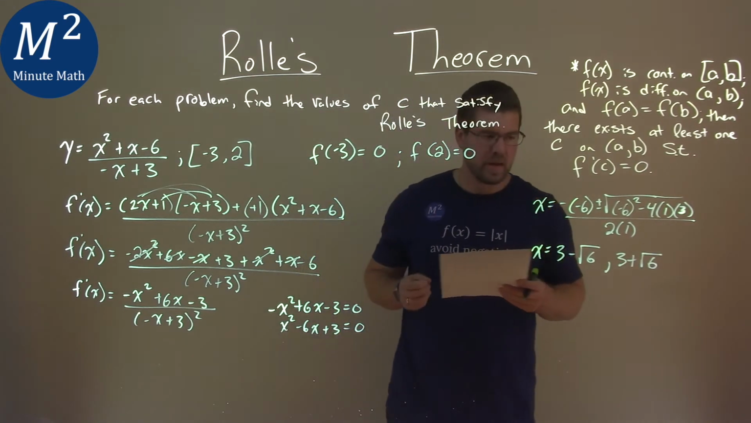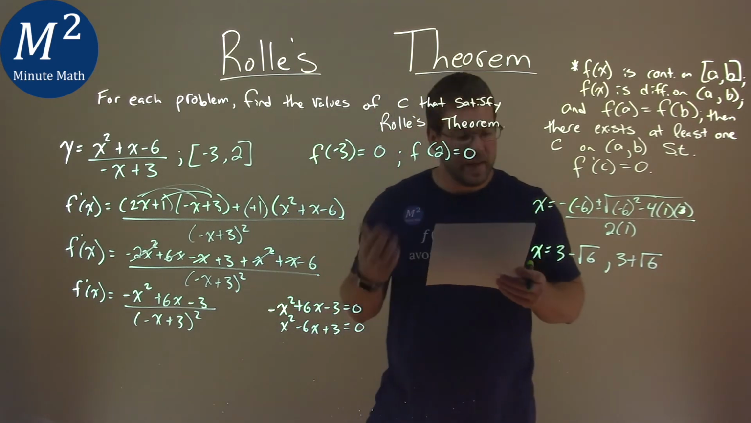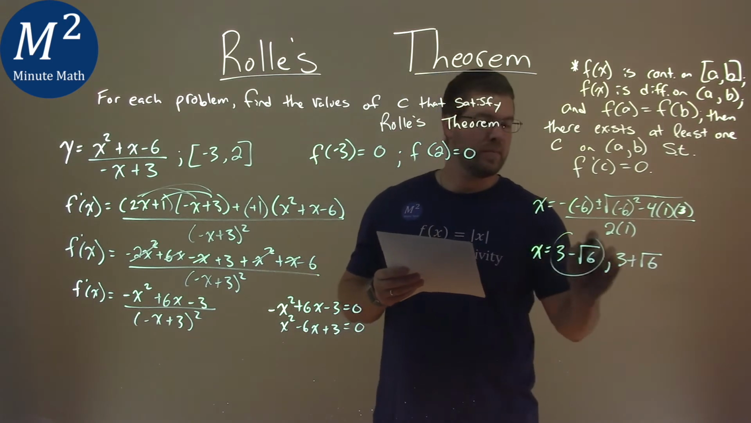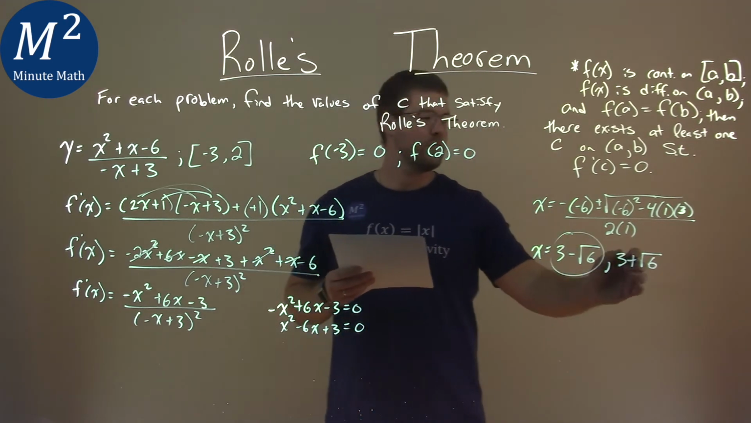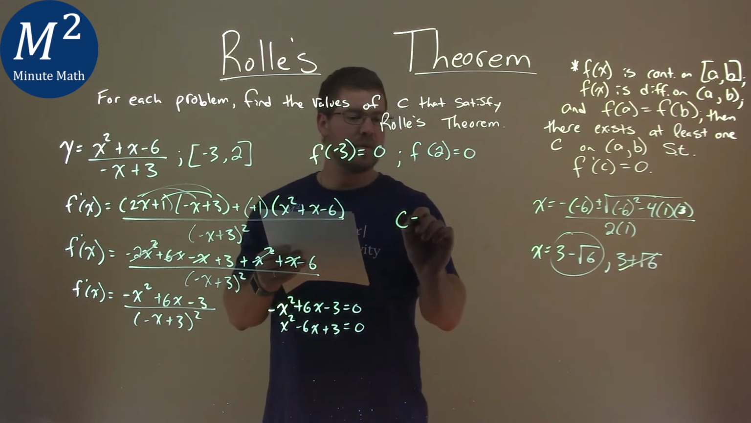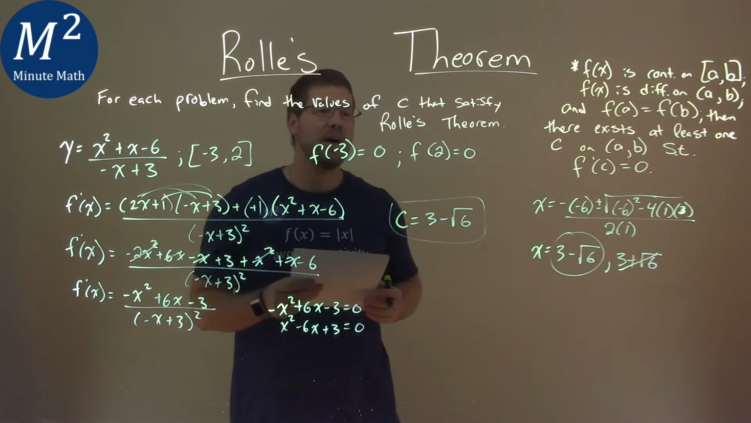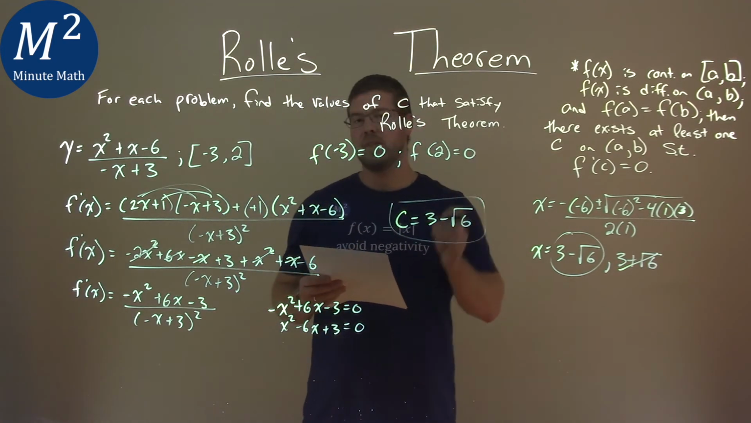All right. So with that, only one of these values is within our interval, and that is the first one, the 3 minus square root of 6. This 3 plus square root of 6 is outside the interval, clearly, and so our c value here is 3 minus square root of 6, and that is the c value that satisfies Rolle's theorem.